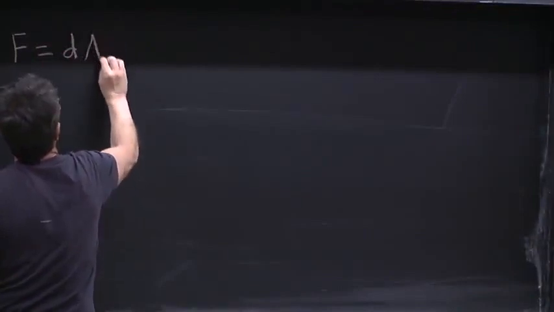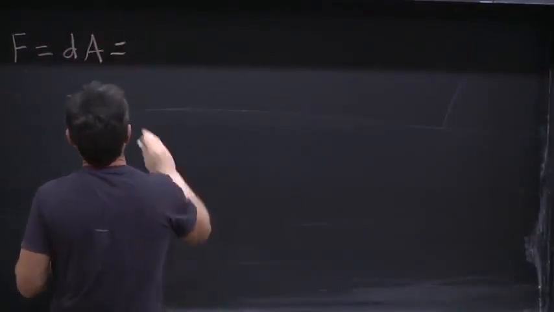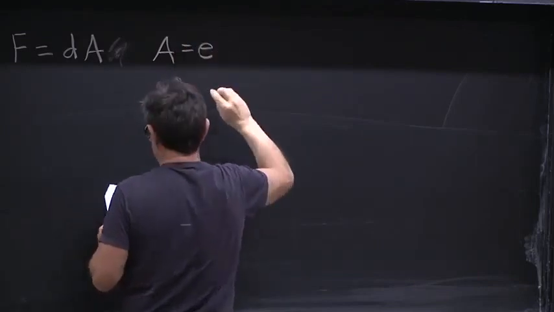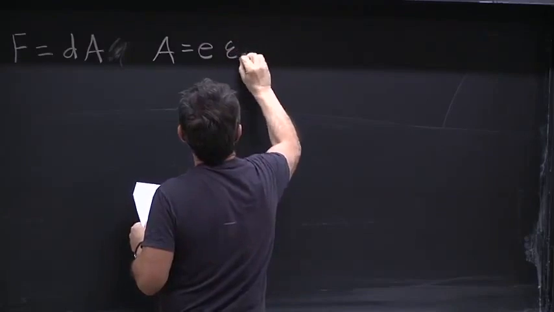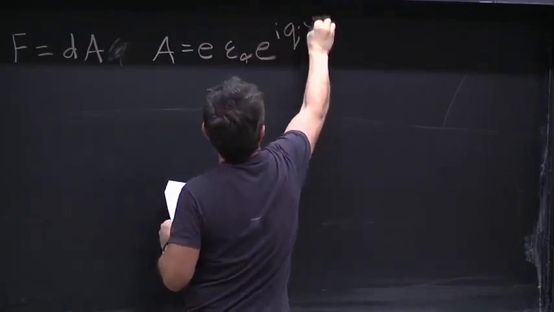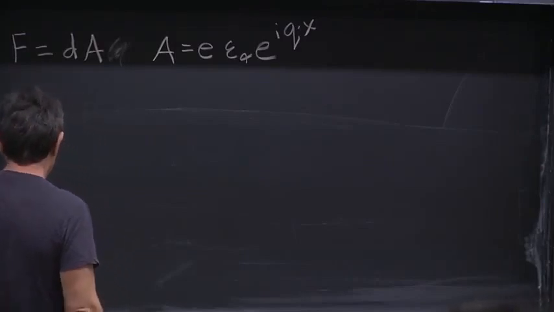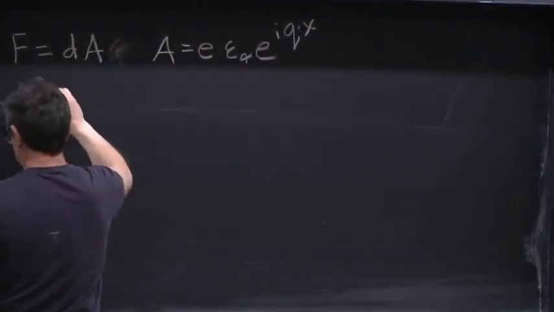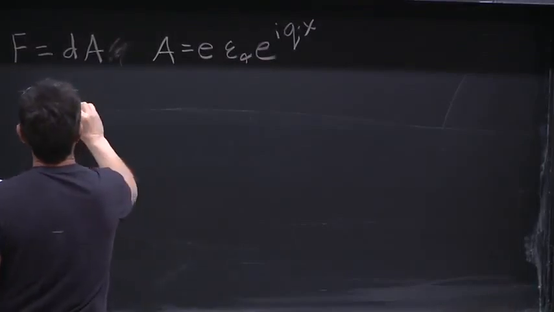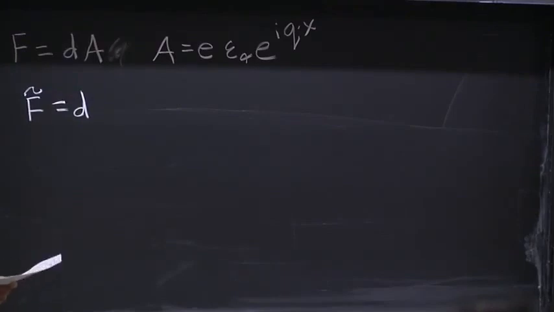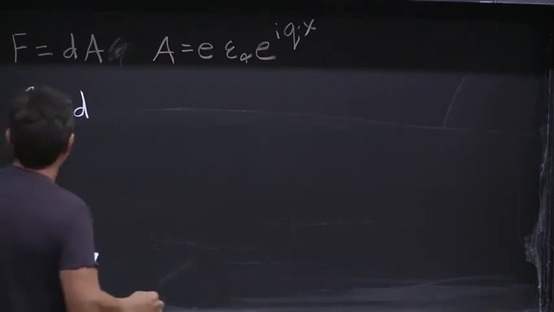Okay, so F is equal to dA. This is the original F. And for a soft photon, we have A equal to E times epsilon alpha e to the i q dot x, where alpha denotes the polarization. Then F dual: we're going to define a dual magnetic potential, which couples to magnetic monopoles the same way that the original potential coupled to electric charges, to electrons.